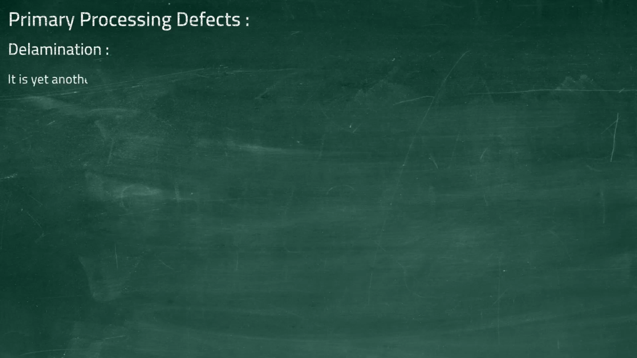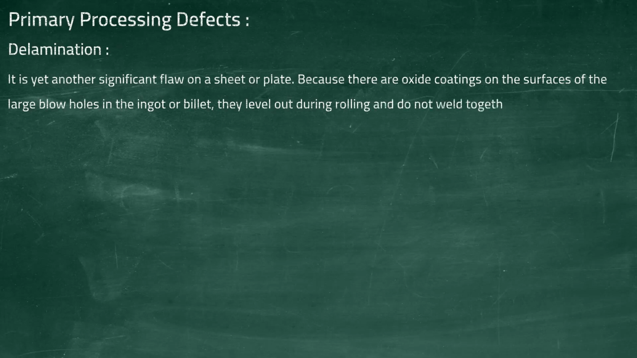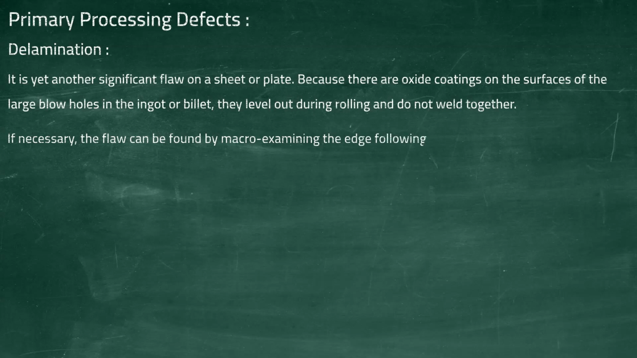Delamination. It is yet another significant flaw on a sheet or plate. Because there are oxide coatings on the surfaces of the large blowholes in the ingot or billet, they level out during rolling and do not weld together. If necessary, the flaw can be found by macro-examining the edge following light etching and polishing.